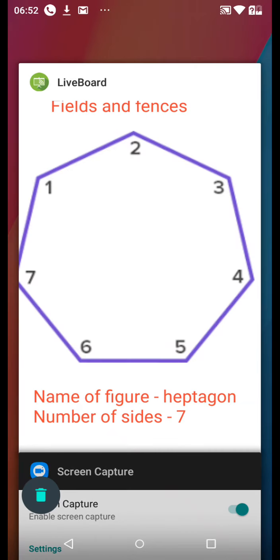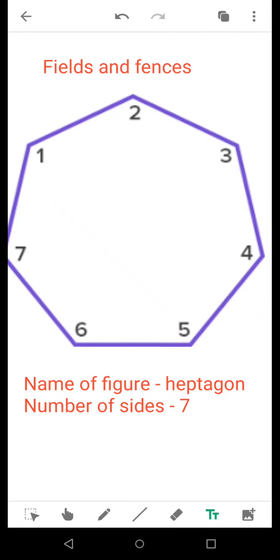Good morning, dear students. Today we will be learning about two more geometrical figures and a few concepts about different types of polygons. Now, as you can see, there are seven sides in this polygon and this is known as a heptagon. So, the name of the figure is heptagon and the number of sides is 7. Today, first of all we will make this type of figure and write the name of the figure. This is heptagon and number of sides 7.